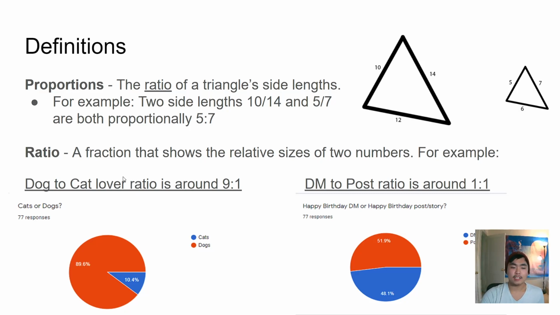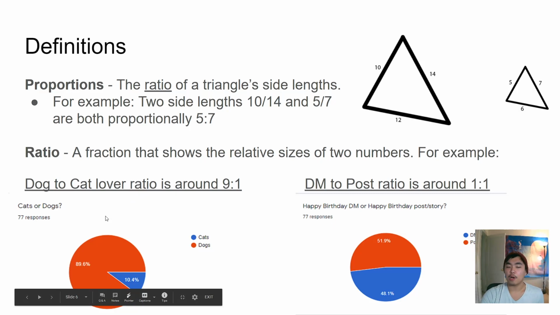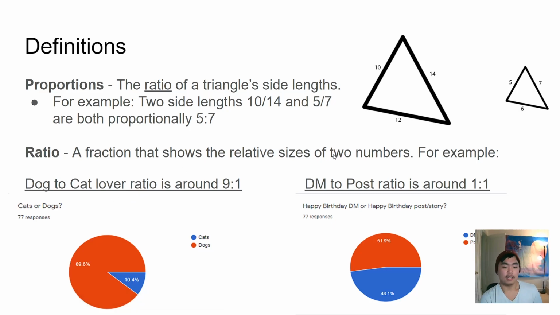So let's think back to our personal survey from a while ago, right? It's been a while, but y'all responded, right, to cats or dogs. 89.6% of people said dogs, only 10.4% said cats. So the ratio of dog to cat lovers is around 9 to 1, right? What that means is for every 1 cat person, there are 9 dog people, right? Which is great. I love dogs.